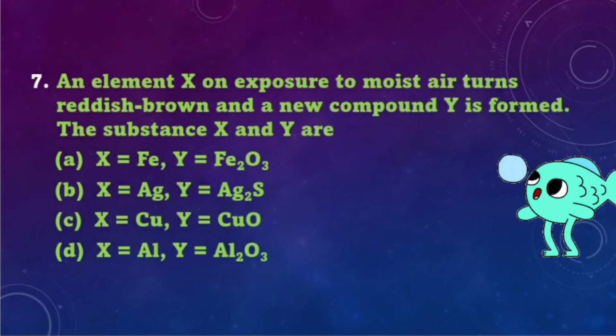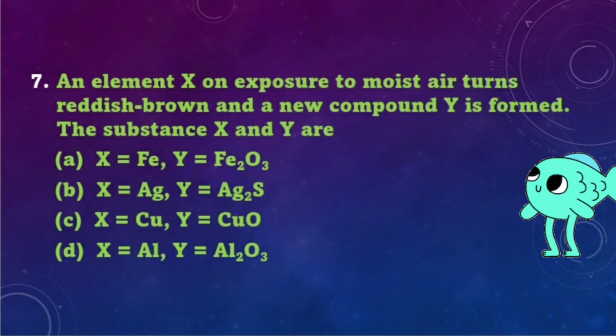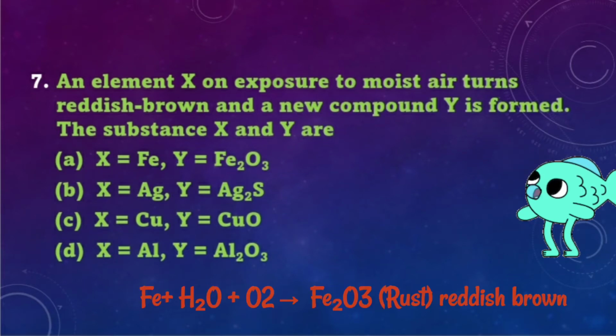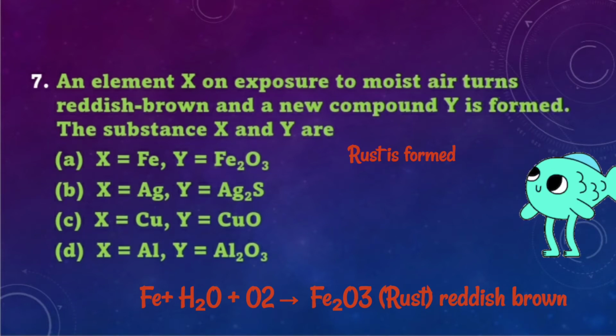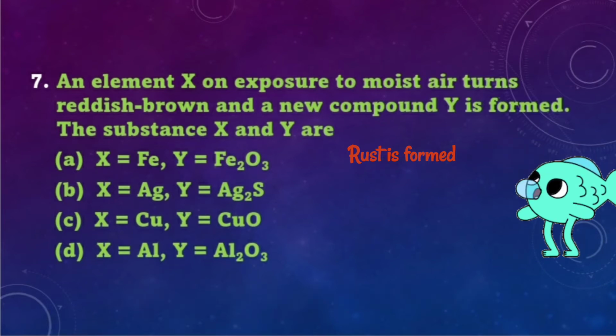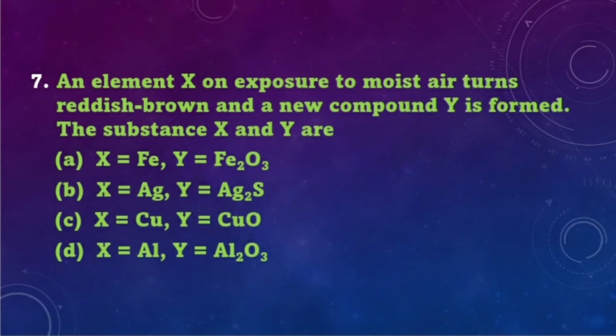Next is question number 7. An element X on exposure to moist air turns reddish brown and a new compound Y is formed. The substances X and Y are. If you take an example of an element that is Fe, that is iron, reacts with moist air, what happens? Rust is formed, that is Fe2O3. Here X is iron, that is Fe. The new compound Y is Fe2O3, which is reddish brown color. So the answer will be option A, that is X equals Fe and Y equals Fe2O3.